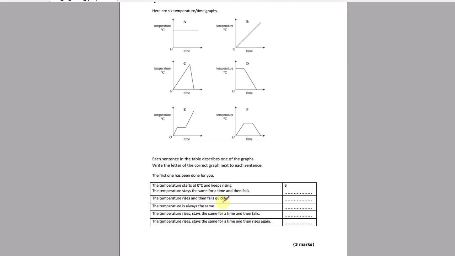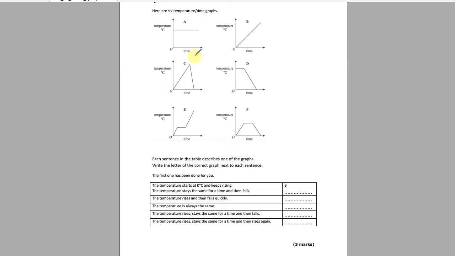So these might be a little small on your screen, but I need to see the graph as well. Temperature starts at 0 and keeps rising. So which ones start at 0? They could be A, B, C, not D, E, or F. And it just keeps rising. So the slope keeps going up and never changes.